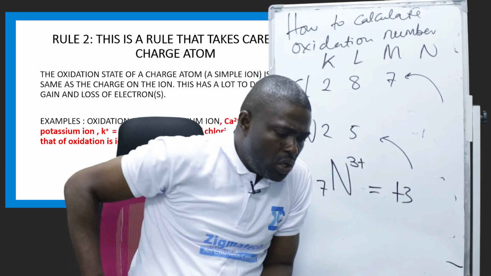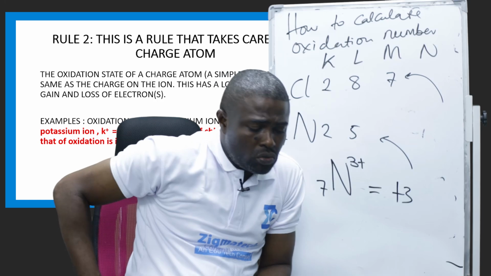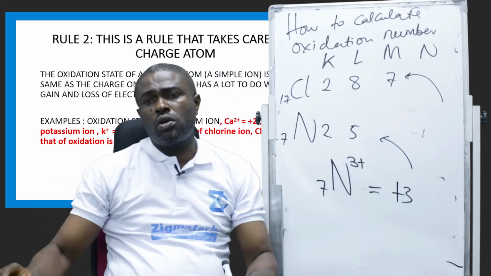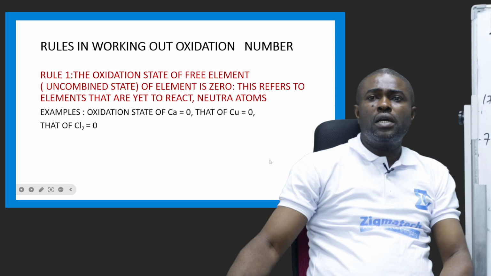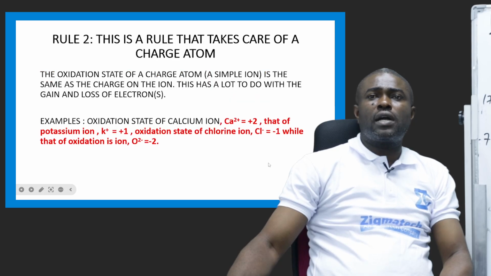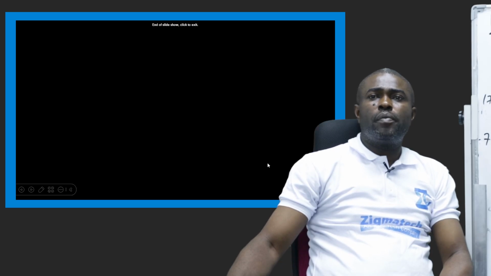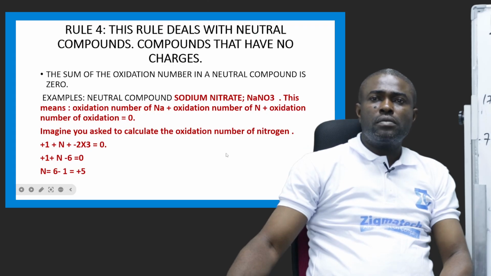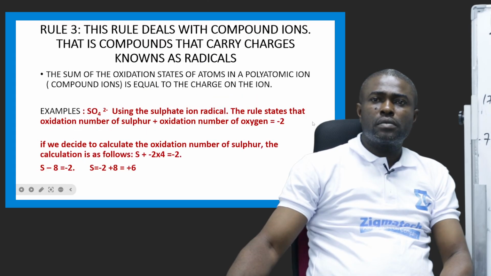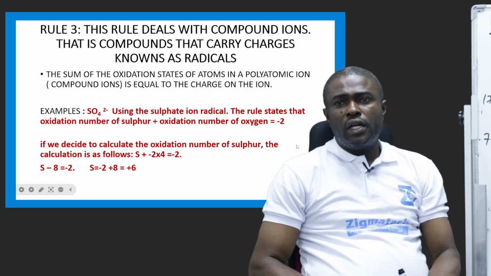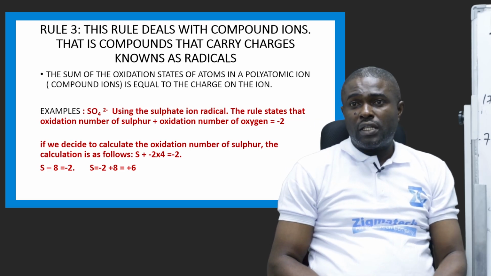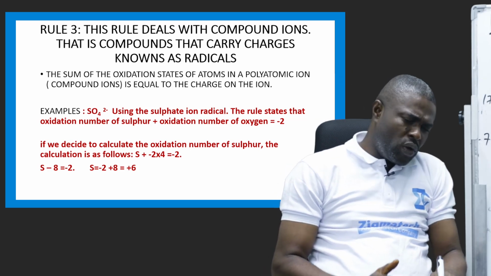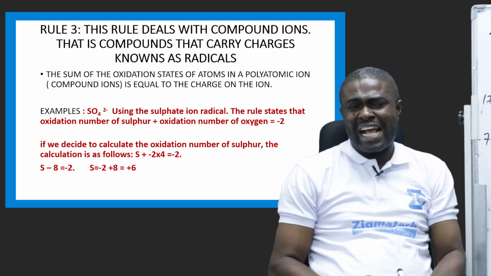So let's quickly look at the third rule. I want you to pay attention to the third rule. That is rule number 3. This rule deals with compound ions, that is, compounds that carry charges. The one we just finished has to do with an element that carries charges.